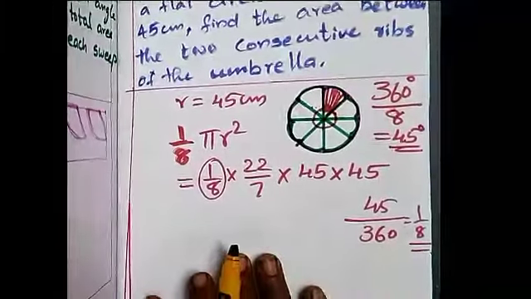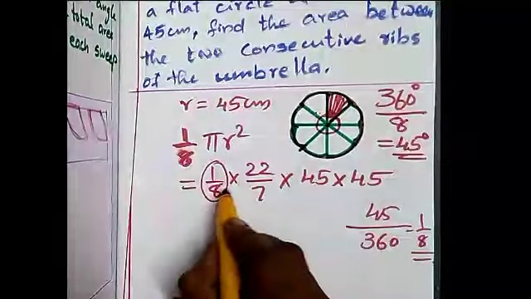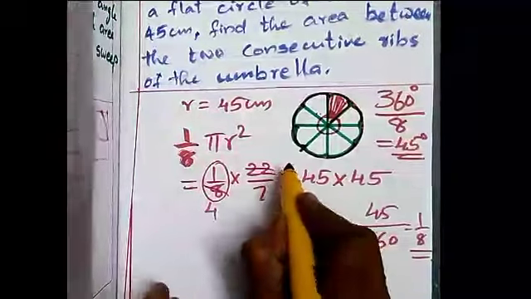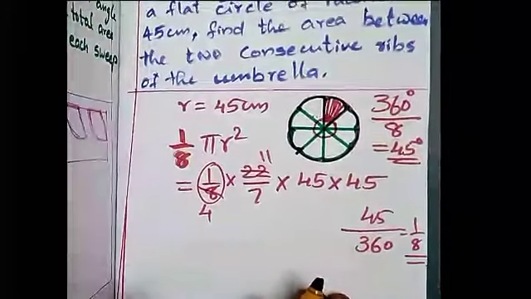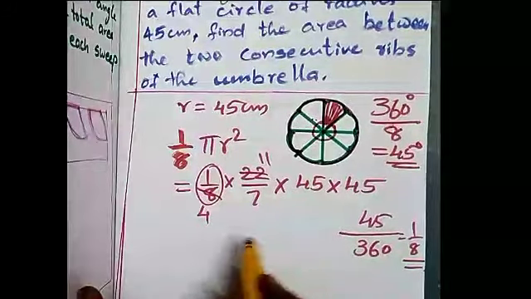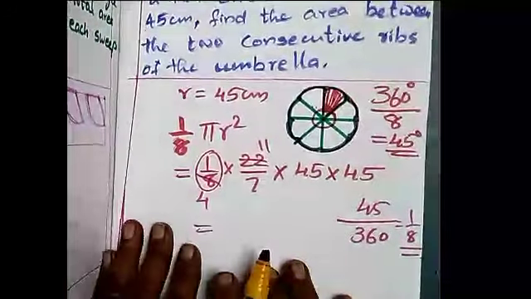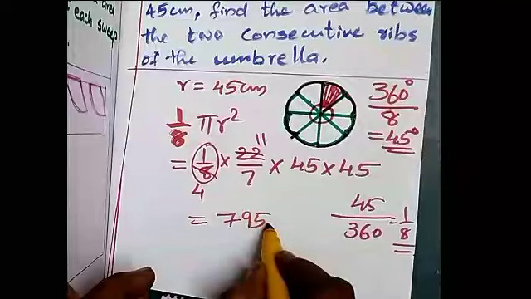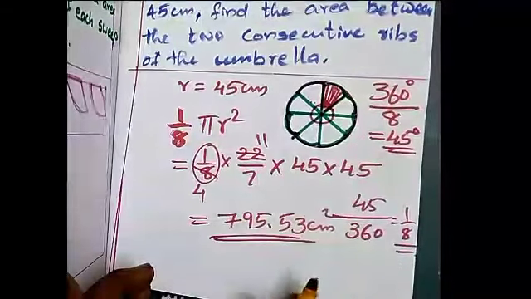We are calculating the area and we can cancel the common terms. Here 1, 2 you can cancel. We are getting 4 here and here it is 11. Now the remaining numbers we need to multiply, and after calculation you get the answer. What is the answer? You calculate it: 795.53 centimeter square.